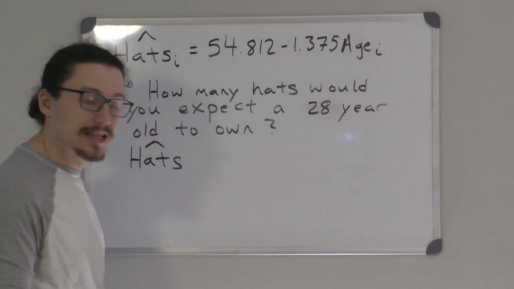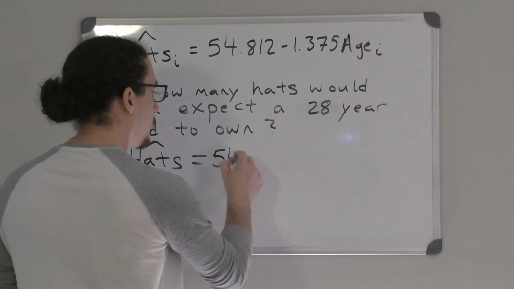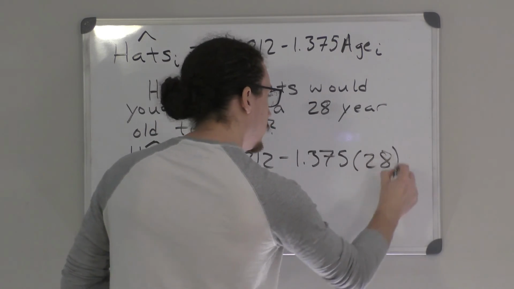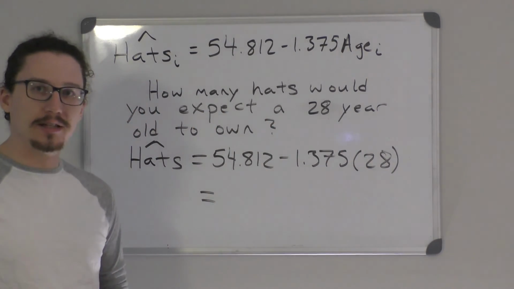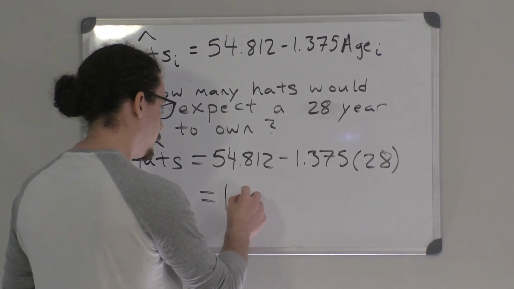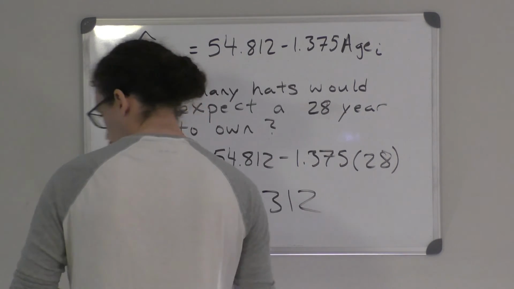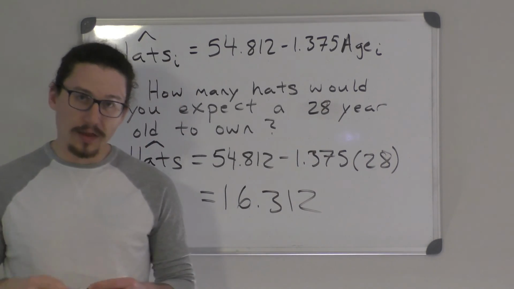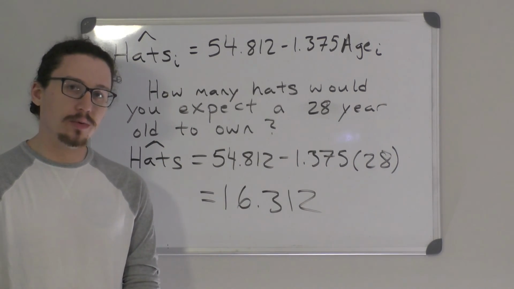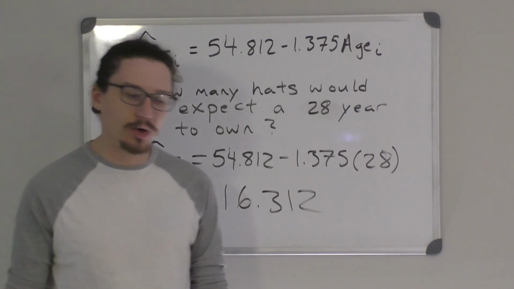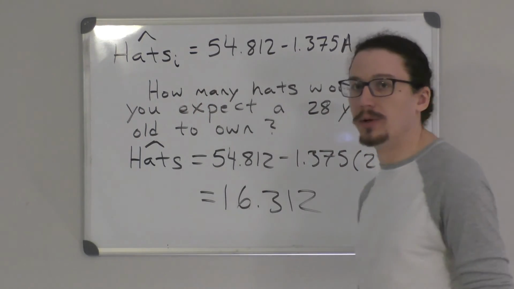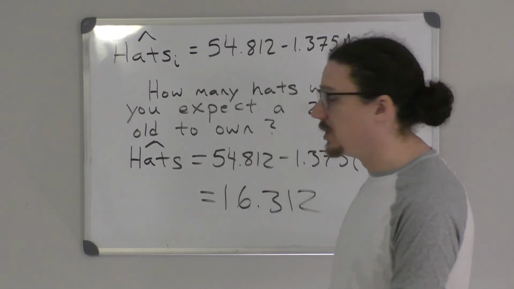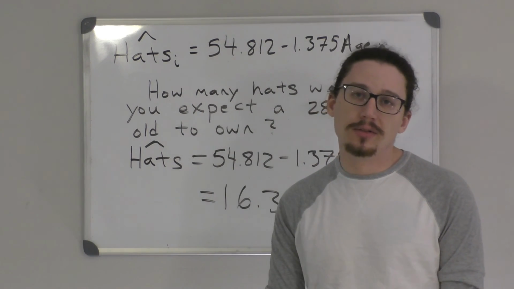Setting this up, we're going to have hats equals 54.812 minus 1.375 times 28. And that is going to give us 16.312. I almost accidentally wrote 19, but it is 16.312. And it's really as simple as that. That's how we're going to predict using these regressions.